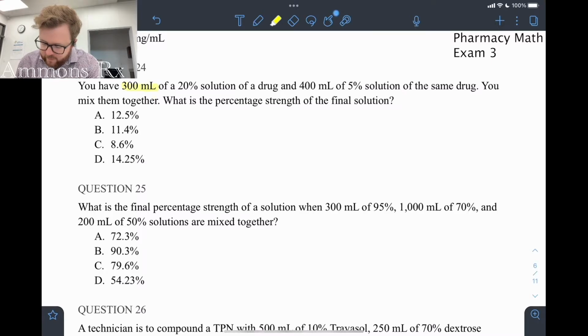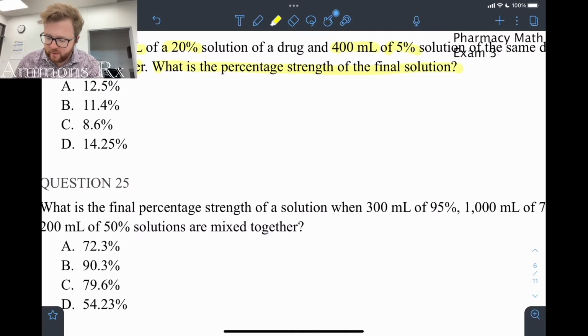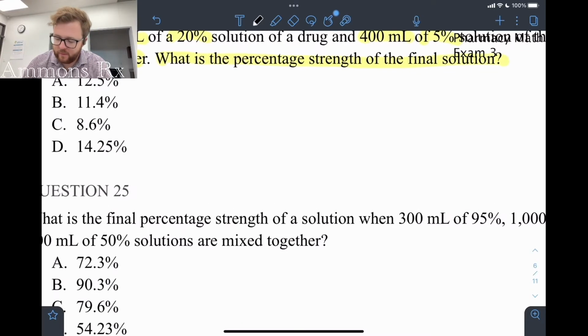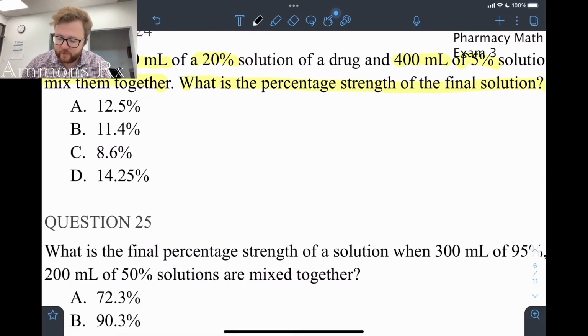You have 300 mils of a 20% solution and 400 mils of a 5%. You mix them together. What's the percentage strength of the final solution? So basically, you might think this is an alligation because it has two different percentages, but we're really not trying to find a percentage. We're trying to evaluate what they are. So we're going to figure out how much drug we use of each.